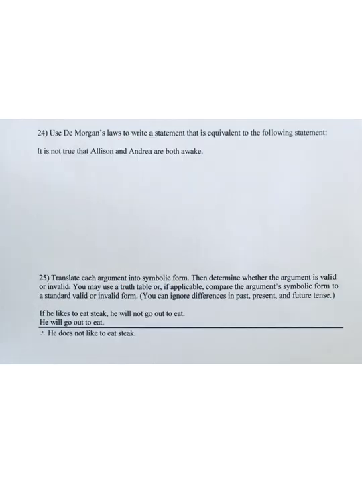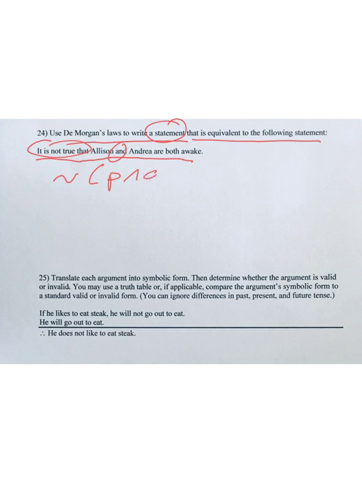Last page, yay! Question 24, use De Morgan's laws to write a statement. So I don't want just symbolic form, I want the actual sentence there that is equivalent to the following statement. It is not true that Allison and Andrea are both awake. So the current format this is in, it is not true that means you have a negation squiggle in front of parentheses, P, up arrow, and Q.